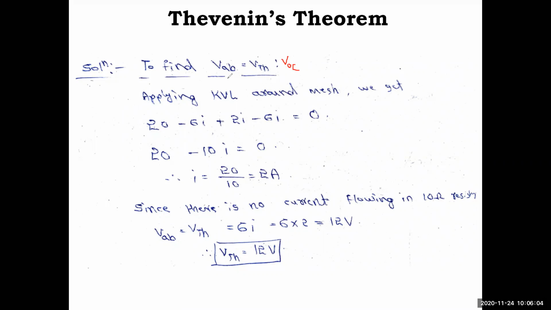Normally when we find VTH, we use KVL, and when we find RTH, normally with ISC, KCL will come. KVL is nothing but mesh analysis, and KCL is nothing but node analysis. Alternatively, these names are used. So when you apply it here, you get this value.